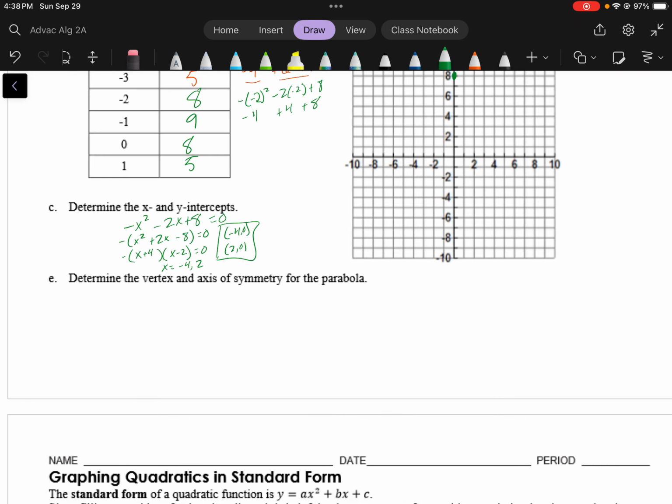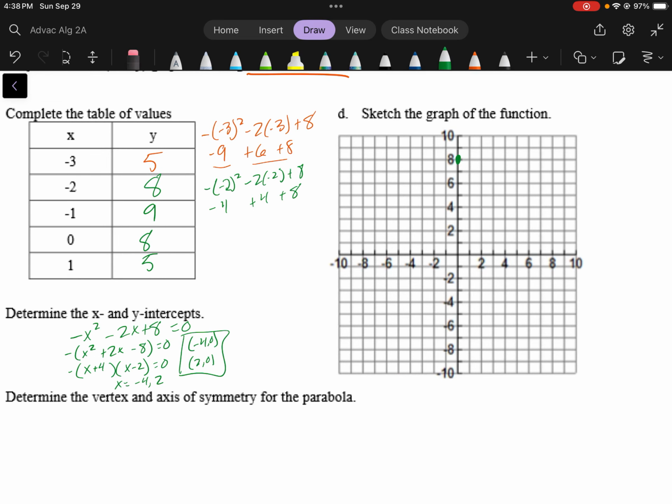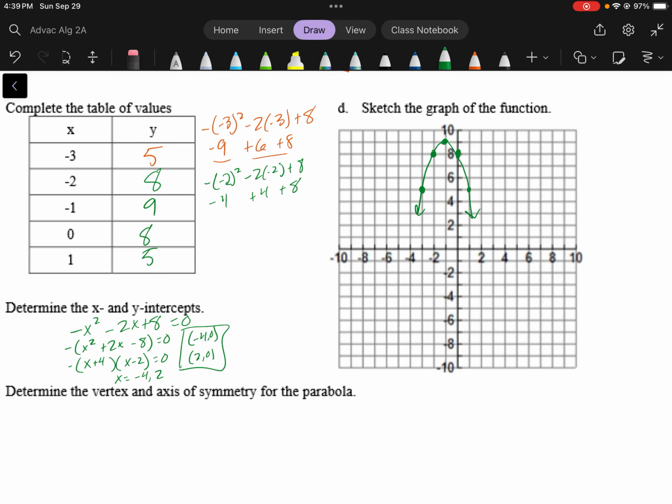Okay. Then we need to determine the vertex and the axis of symmetry for the parabola. Well, if I graph all those other points that we found originally, so this would be (-3, 5), and (-2, 8), and (-1, 9), and then it starts coming down the other side. I have (1, 5), so notice it is symmetrical. And so I can kind of curve out my parabola right here, but if I just draw that much, it's hard for me to tell exactly where the x-intercepts are. Well, now we found them, so that's good.